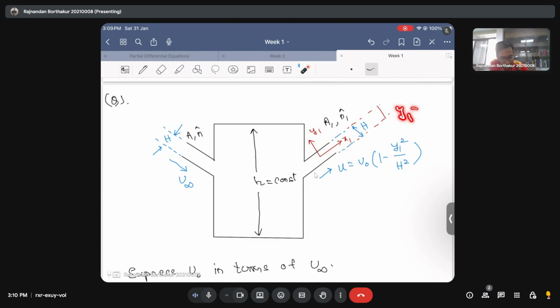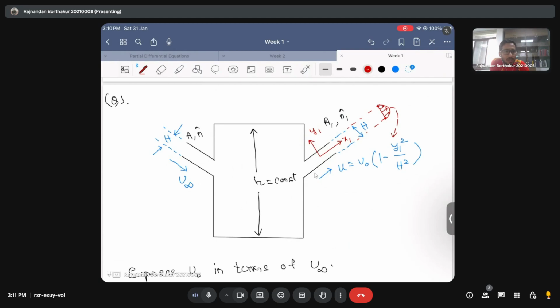So when y1 is equal to plus and minus h, if you substitute here, you will see that u is basically equal to 0, which means that instead of having a constant velocity, you actually have a zero velocity field at the point where the fluid meets the wall. And then you have a parabolic velocity profile of this form, maybe. The variation of which is given by this velocity profile.